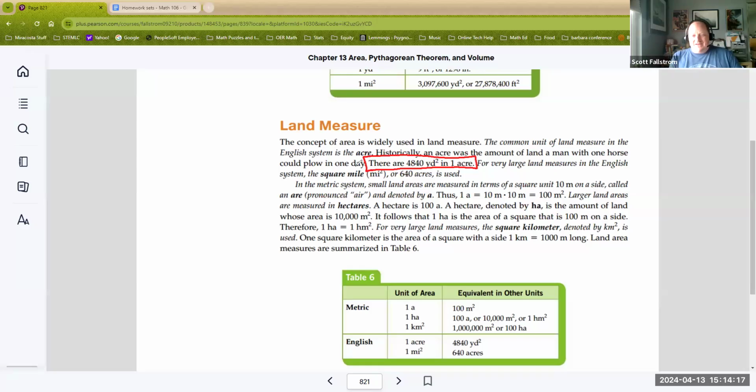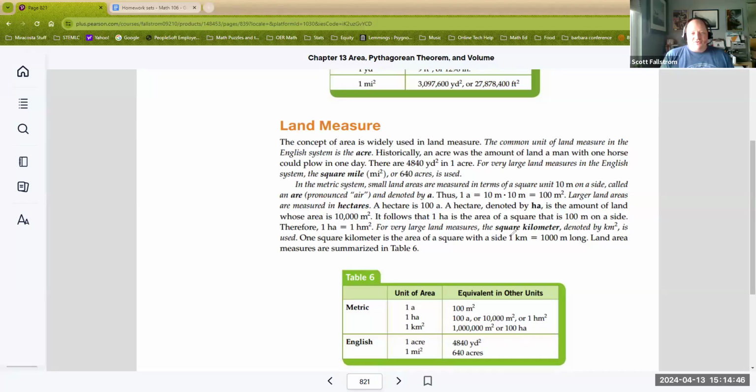Now, historically, that came from the amount of land that a man with 1 horse could plow in 1 day. And I don't know how in the world they came up with a uniform measure because horses are different, men are different. So the amount you can plow in 1 day. And when is the day? Is it in fall? Is it in summer? I mean, who knows how they measured things back then? At least we're a little bit more standard now.